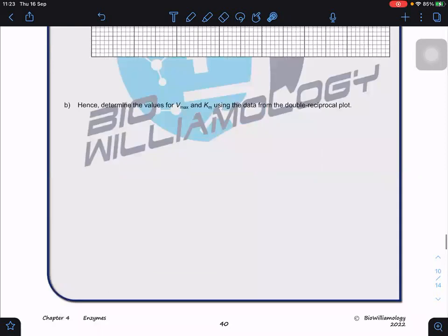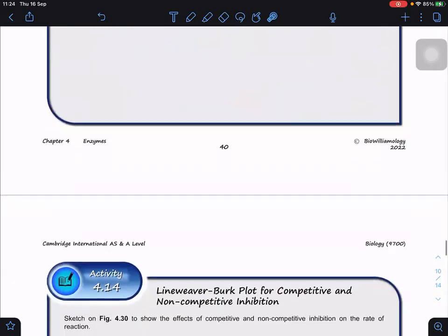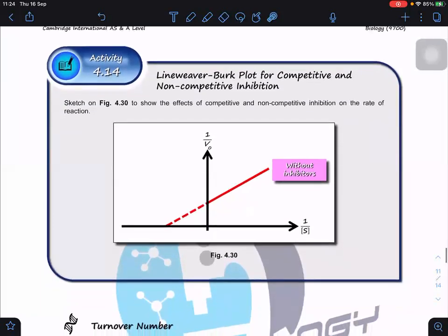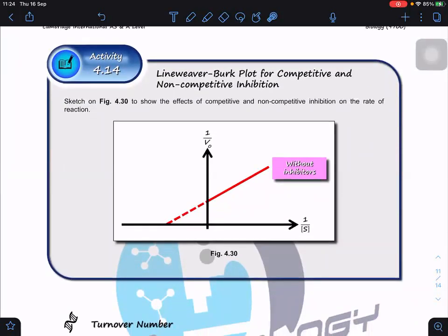So you guys can try to do this. What is meant by this? How do we apply this Lineweaver-Burk plot for competitive and non-competitive inhibitions? So I give you the graph now. It's without inhibitors. Now you have to think how to plot for these reactions if I add in small or low concentrations of the competitive or non-competitive inhibitors.